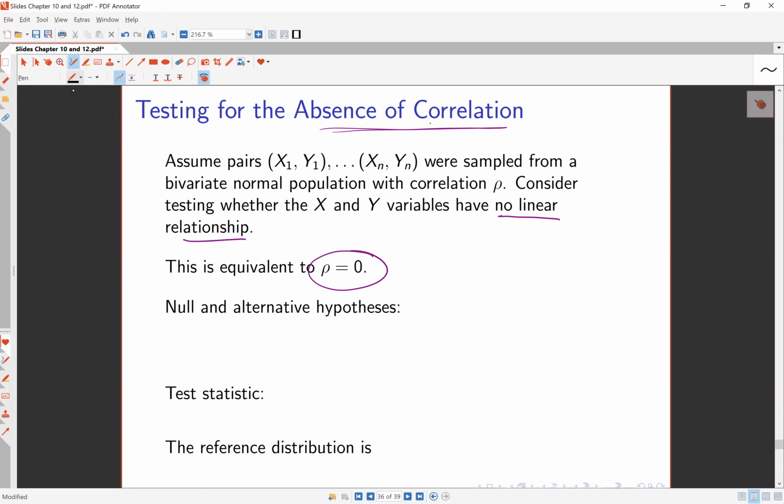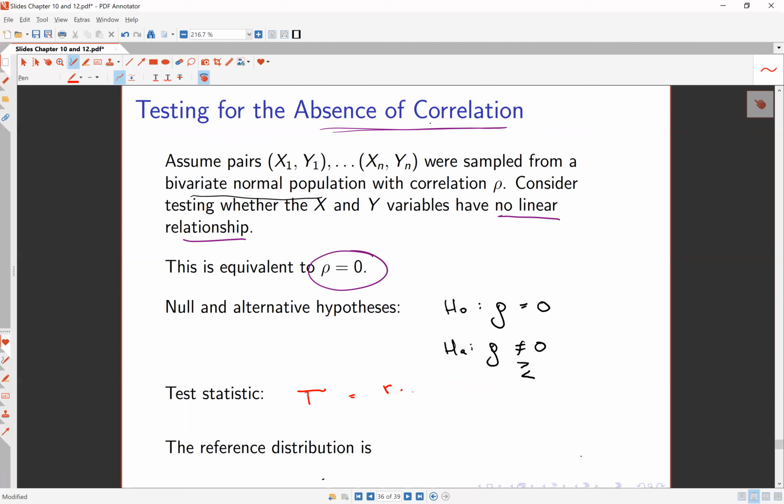So we're developing a testing procedure here for the null hypothesis that the population is assumed to be bivariate normal and has a correlation of 0. And the alternative, as always, can be a complete negation, or it could be a one-sided test statistic, or one-sided rejection region or calculation.